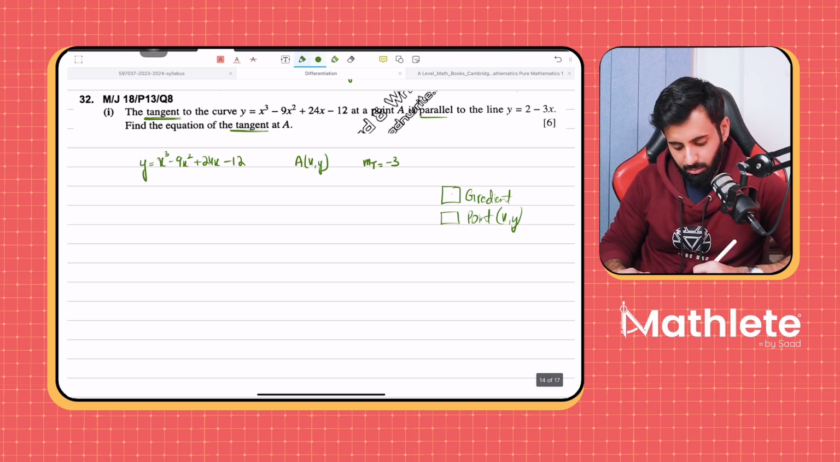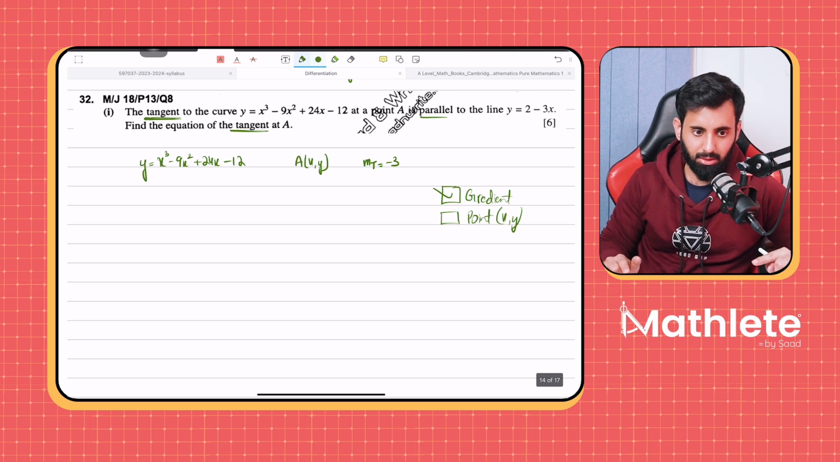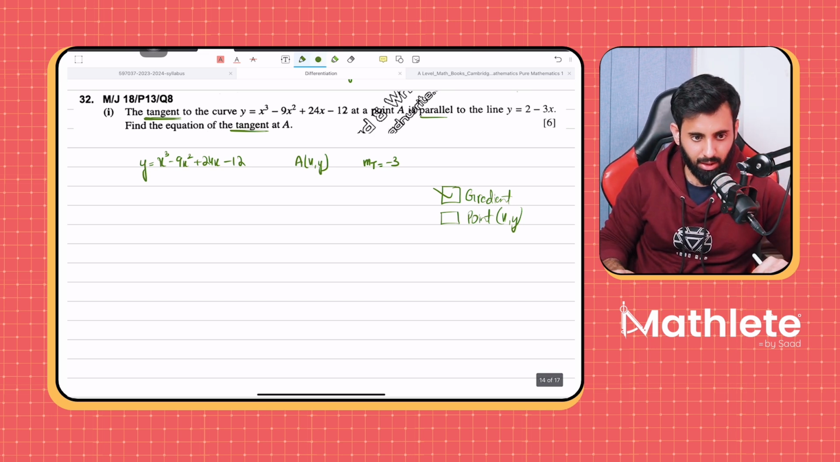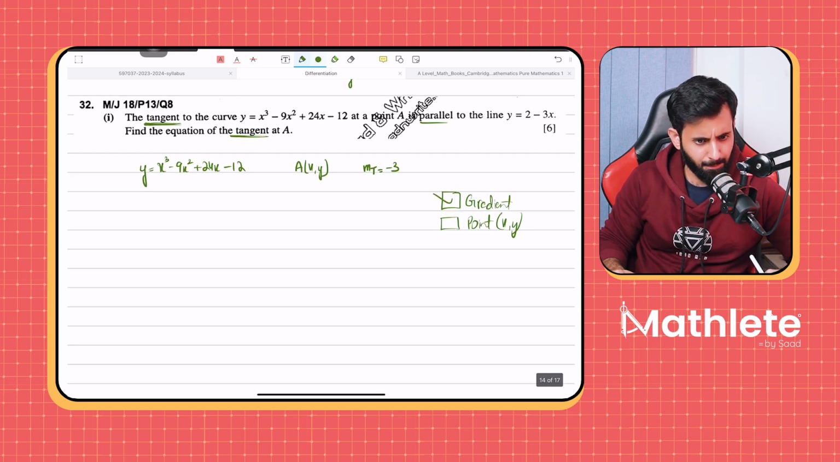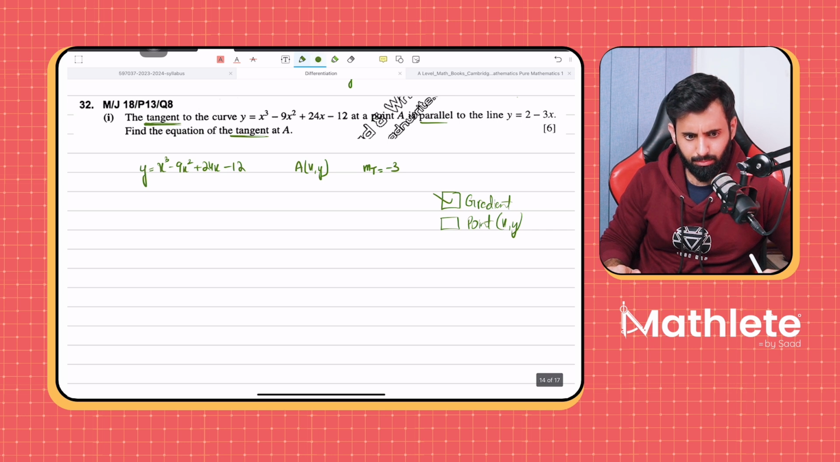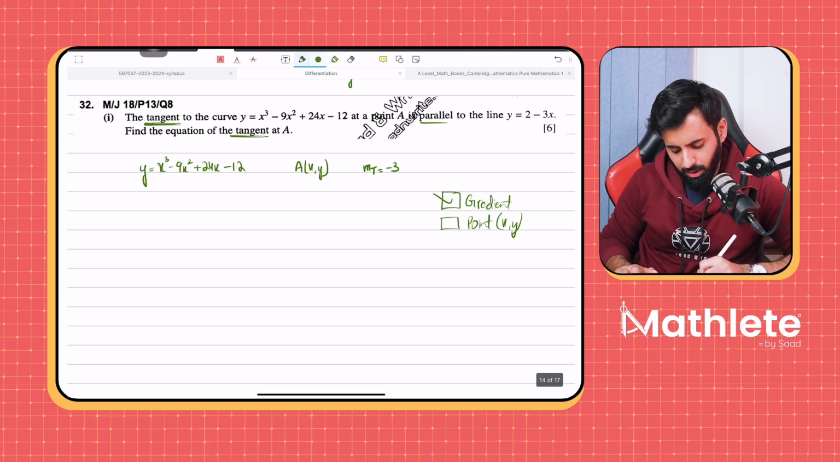We can check the gradient box because we have the gradient. However, what we don't have is the point. Okay, we don't have the point, so we need to find that. y equals mx plus c, y equals minus 3x plus 2. No, wait a minute. No, let's not jump to conclusions. Okay, yes, we can check the gradient box, but we need to find out the point.